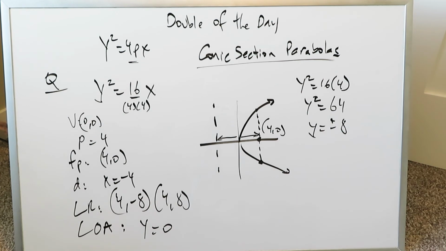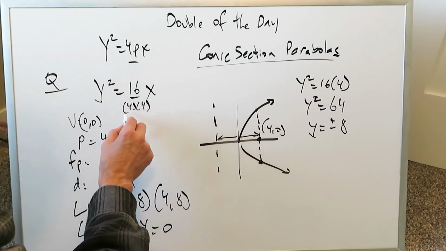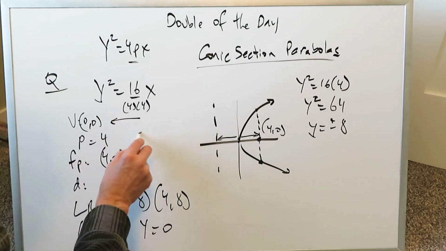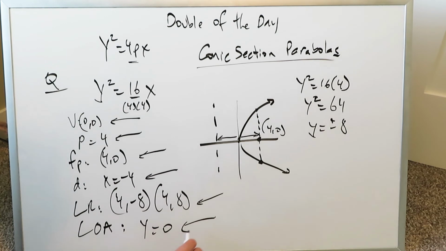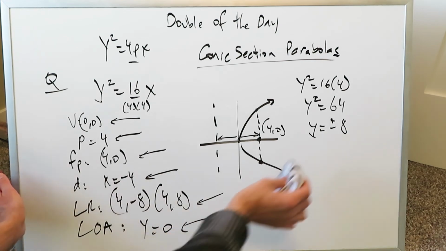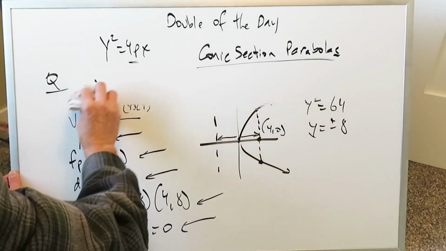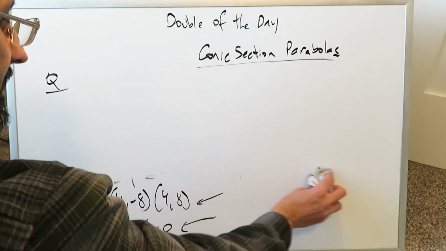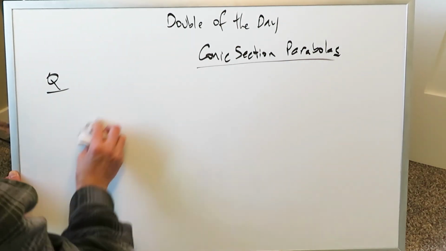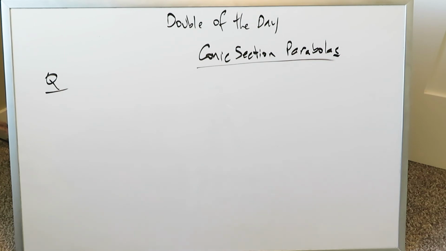And now you've seen we've analyzed this. Remember, vertex, the p value, the focal point, the directrix, the latus rectum, and the line of axis all must be analyzed from your equation. Before I end, let me just show you very quickly. Everything we're looking at here is parabolas in a standard form. What is the equation of a parabola which is not in the standard form? You must know that, but that is beyond the scope of this particular video.